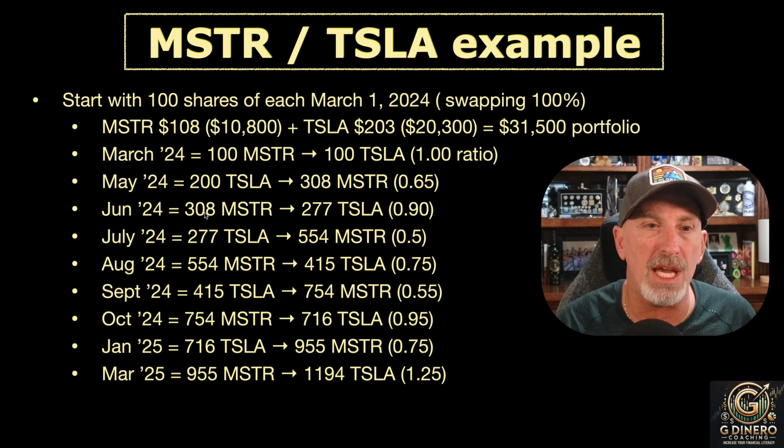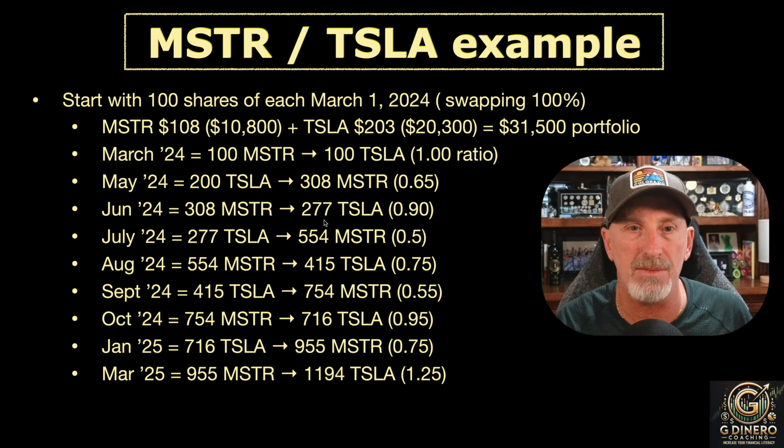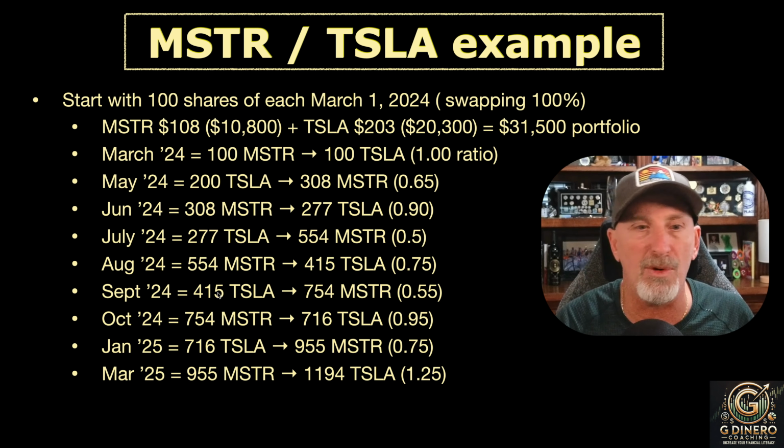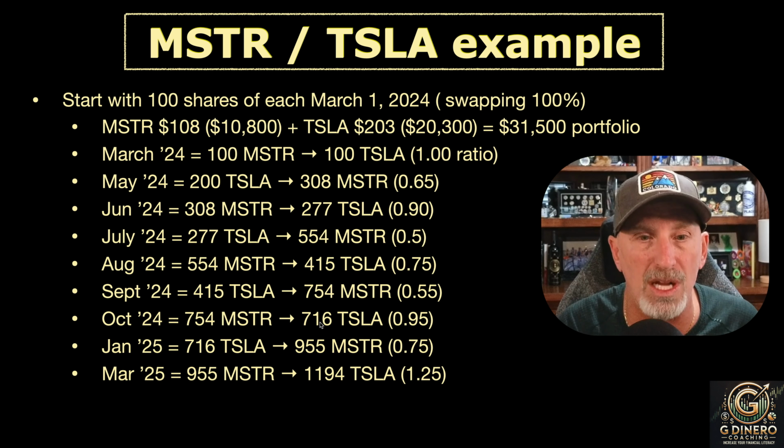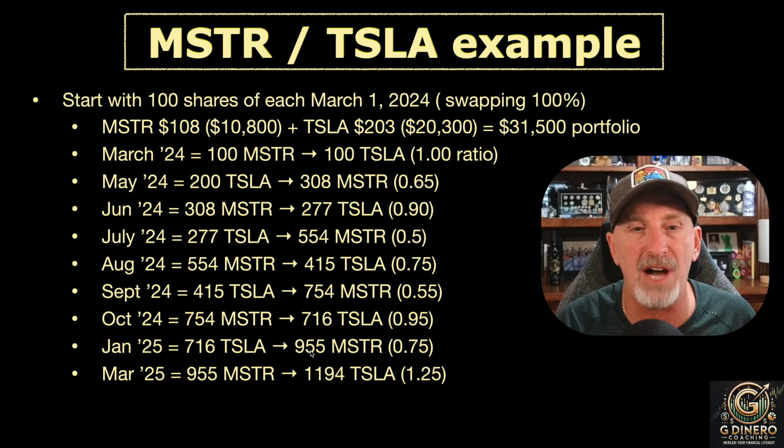In June, you take the 308 MicroStrategy and swing 100% over to 277 Tesla. 277 to 554, 554 to 415, 415 to 754, 754 to 716, 716 to 955, and 955 to 1194.